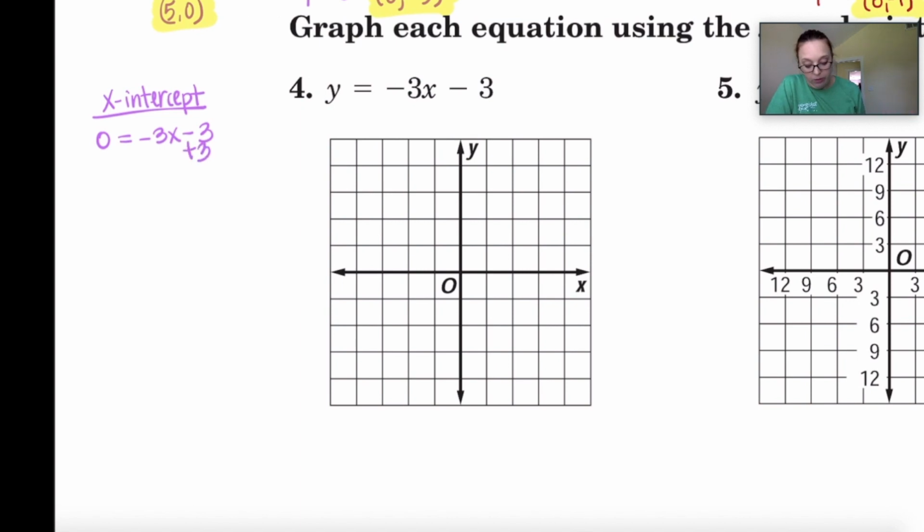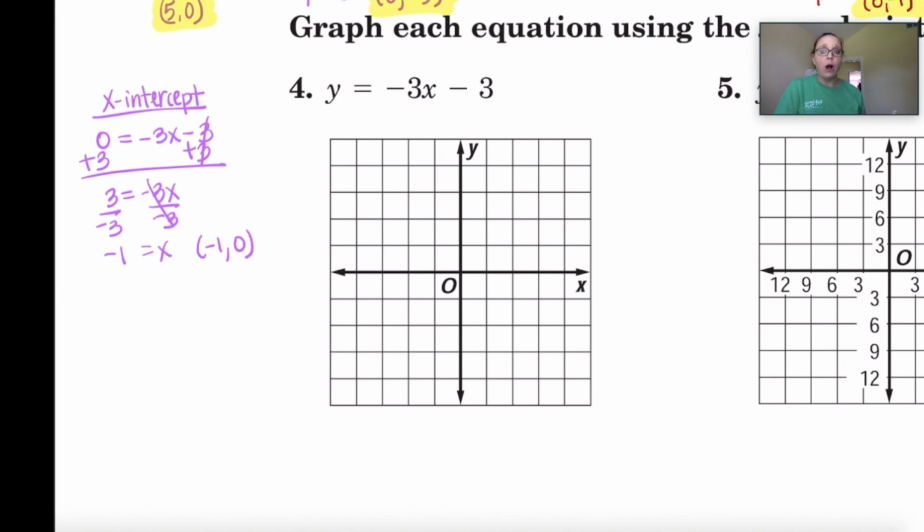So I'm going to add 3 on both sides. So 3 is equal to negative 3x. Then you'll need to divide both sides by negative 3. So I get that x is equal to negative 1. So that means the x-intercept would be the ordered pair negative 1, 0.